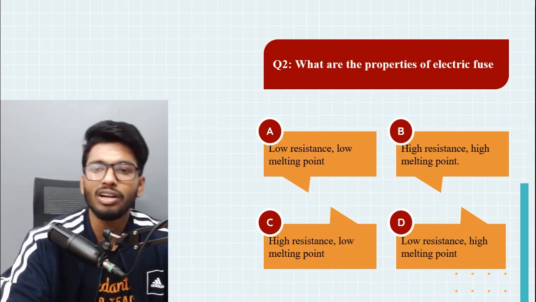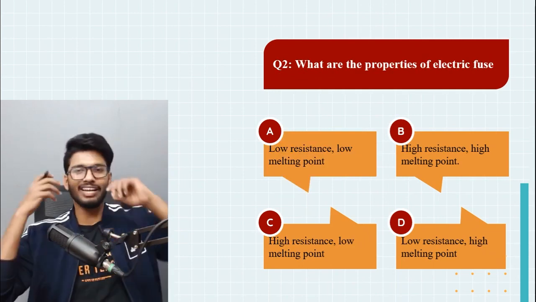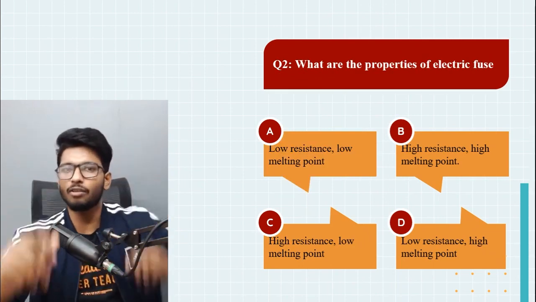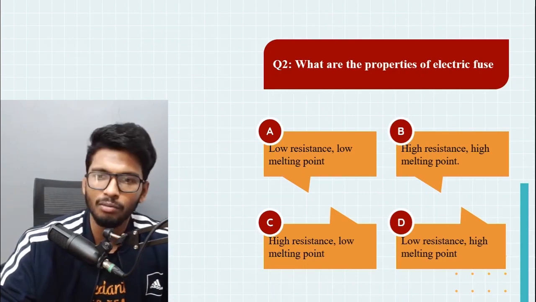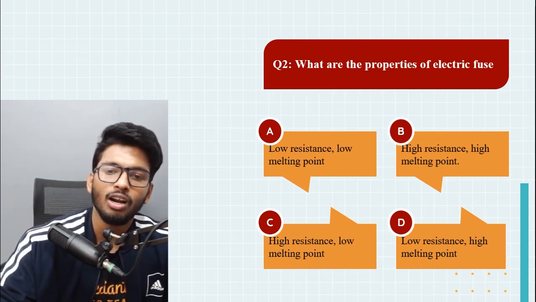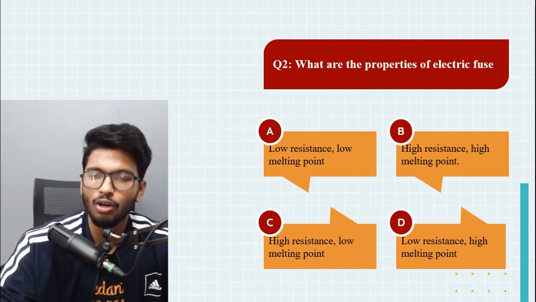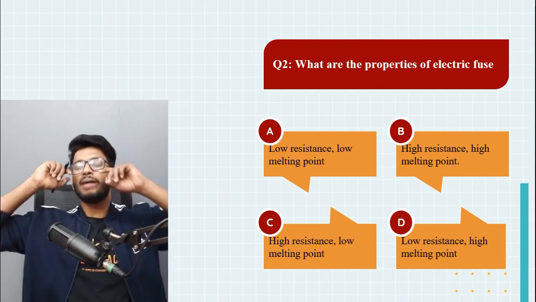Second one, what are the properties of an electric fuse? When you talk about an electric fuse, what is the most important property that you have to go with? Low resistance and low melting point, high resistance and high melting point, high resistance and low melting point, or low resistance and high melting point.